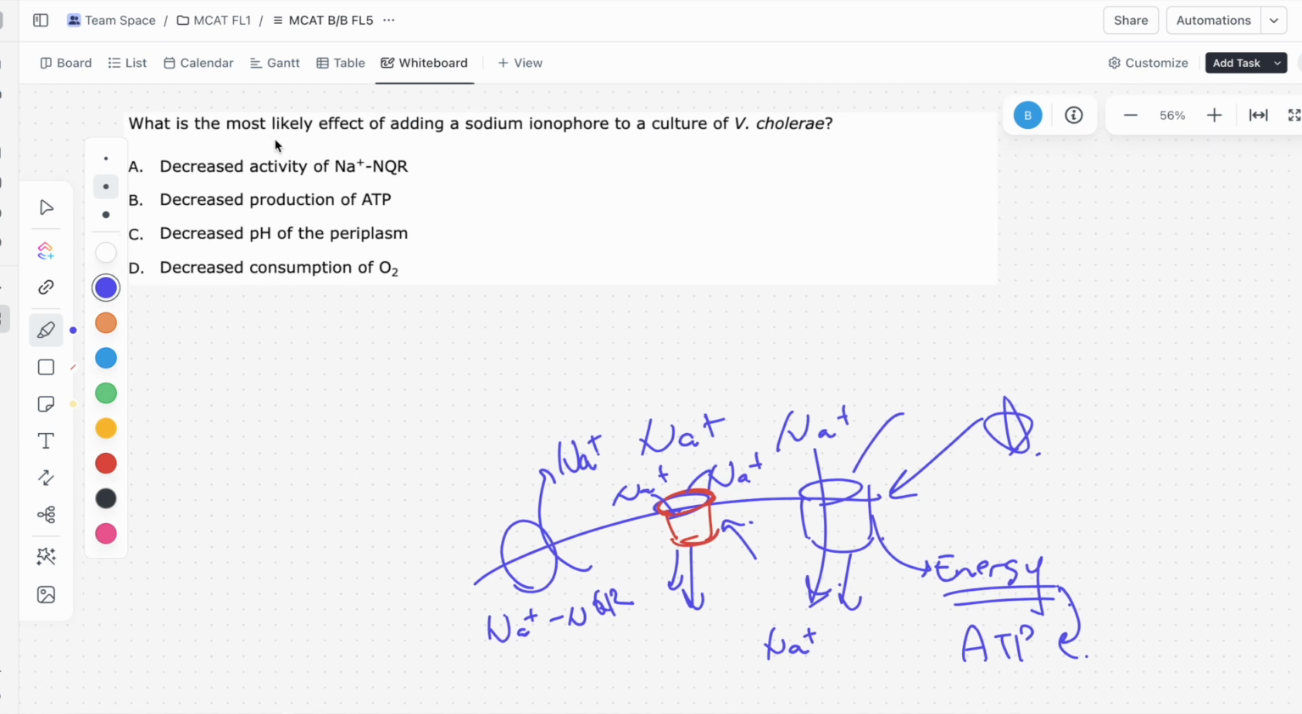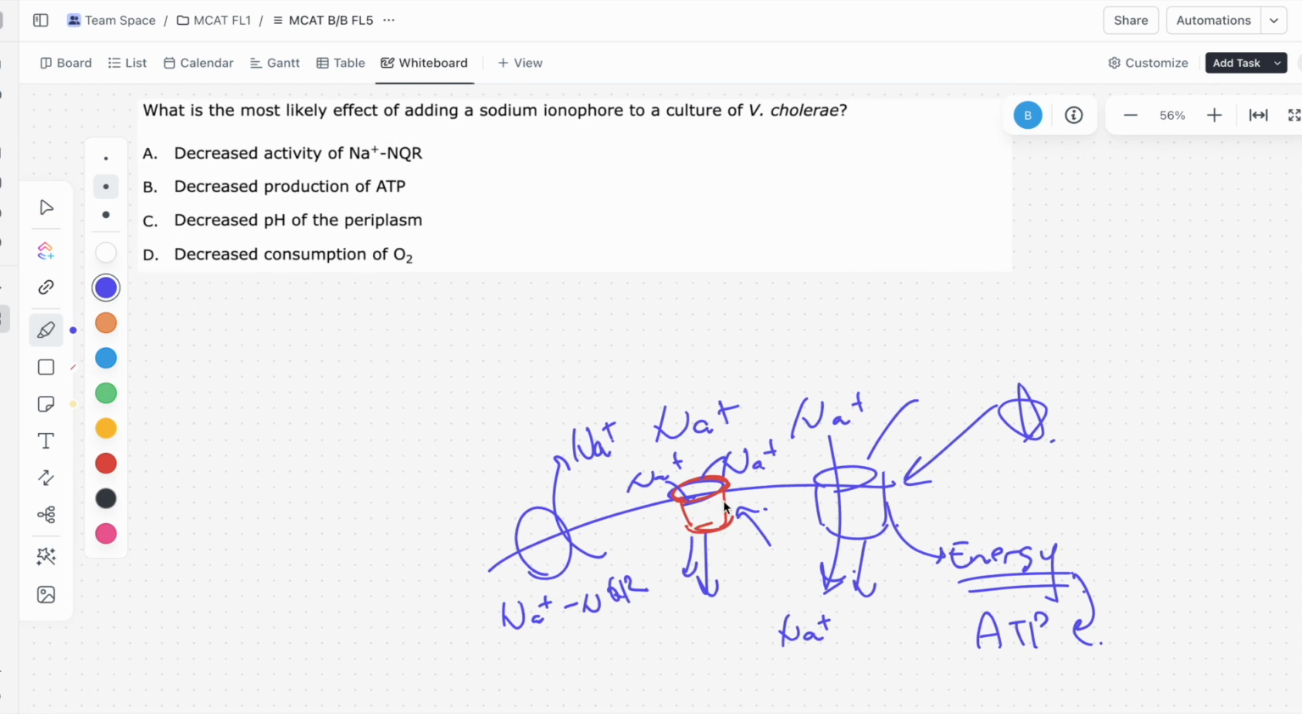So A, decreased activity of Na plus NQR. If we add this sodium ionophore, that's not going to change how this acts. This is just going as hard as it can. It's going to try to establish that Na plus concentration gradient as hard as it can, regardless of whether or not that sodium is flowing back down. This entire job is to establish that Na plus concentration gradient. So the sodium ionophore is not going to really affect the activity of Na plus NQR. If anything, it's going to increase its activity, since there's going to be less sodium on this side of the membrane, meaning it's going to want to work a little bit harder to get that sodium up onto this side of the membrane.